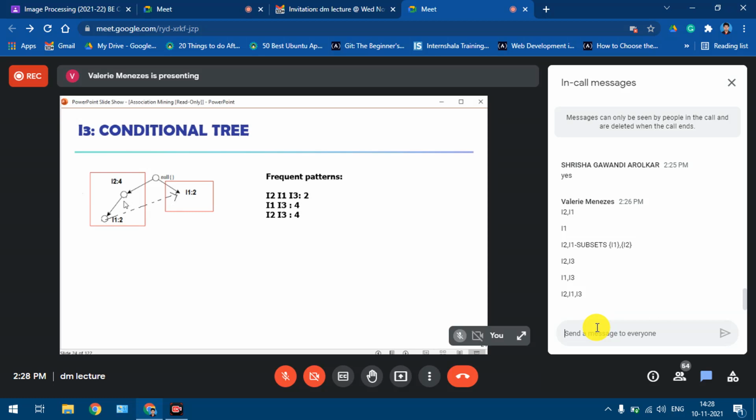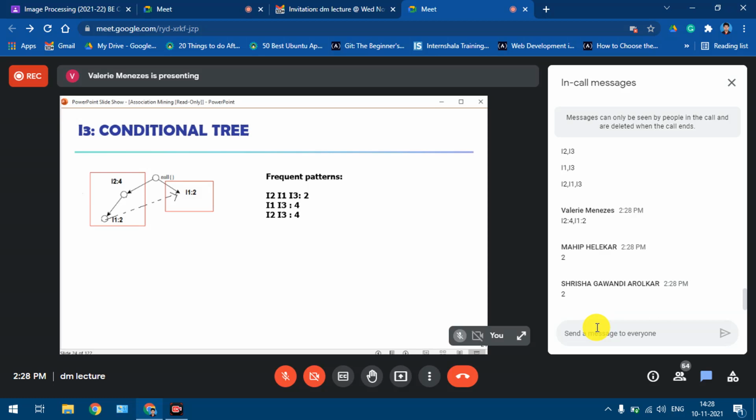But why is this 2 then over here? Because on this branch, listen carefully to what I'm saying now, I'm just writing this down: I2, 4, I1, 2. When you have this kind of a branch, I2, 4 and I1, 2, you take the minimum value. What is the minimum of 4 and 2, students? 2. So that's why you put the value 2.